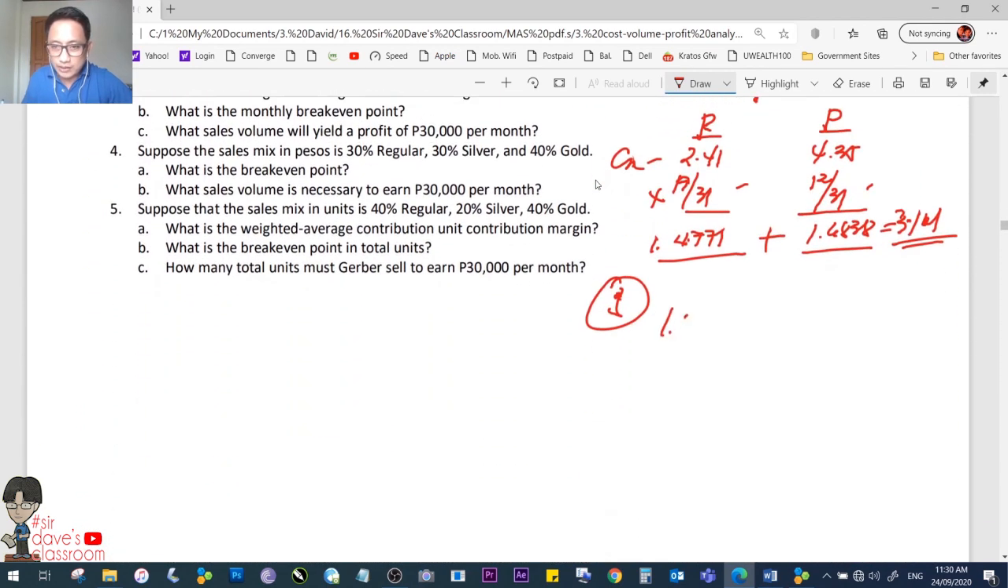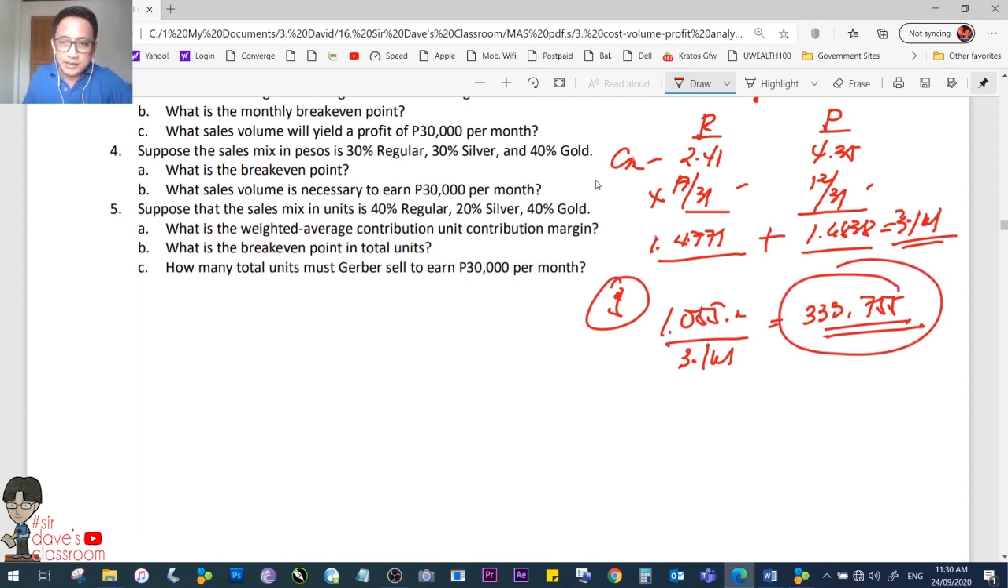Okay, 1,055,000 over 3.161. I repeat, this is rounded. So, yung mako-compute natin na sagot, 333,755 is not very precise, pero decimals lang. I think ang eksakto dyan, 333,758 point something. Ayan. So, ito ang ating response for number 5.